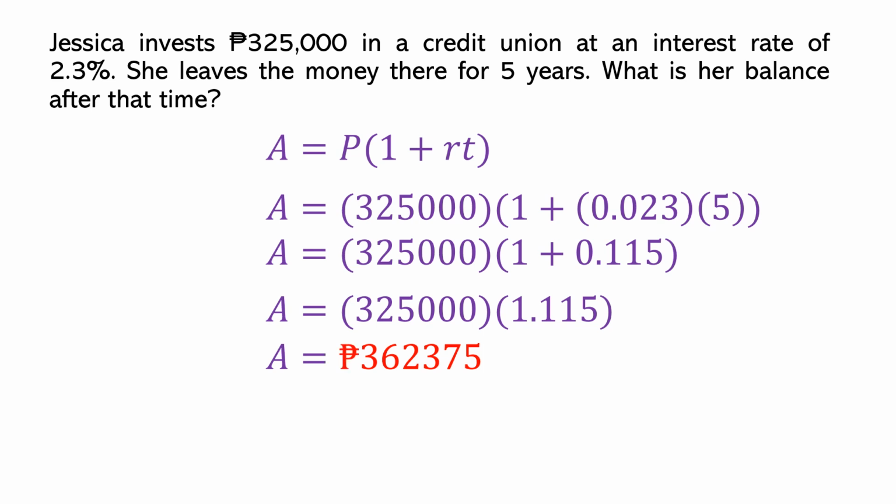So at the end of 5 years, Jessica will have a final amount of 362,375. So what is this final amount? It is a combination of the principal invested plus the interest that is being increased based on the interest rate. So it's a combination of the interest and the principal amount. So that is the 362,375.